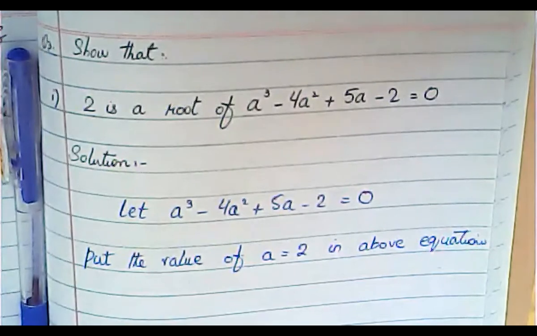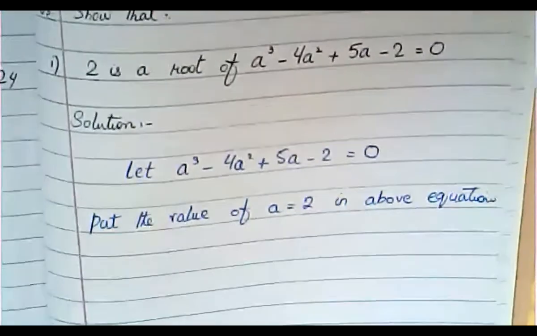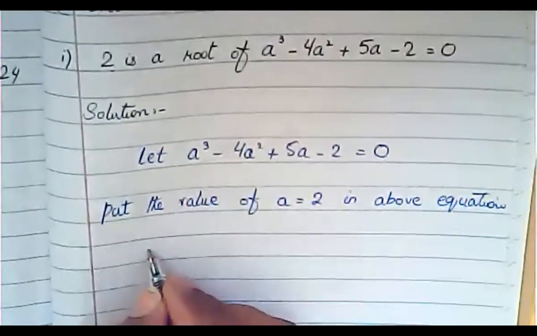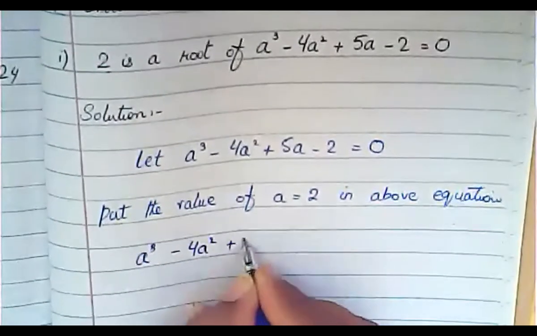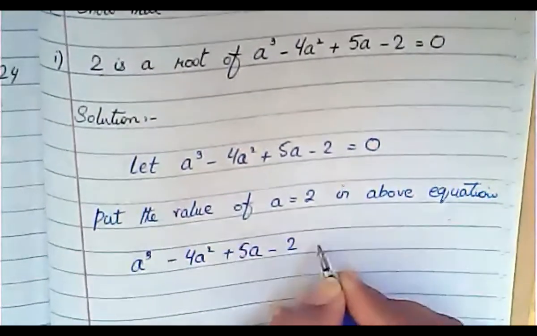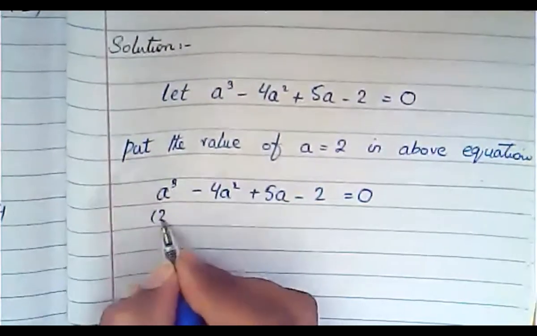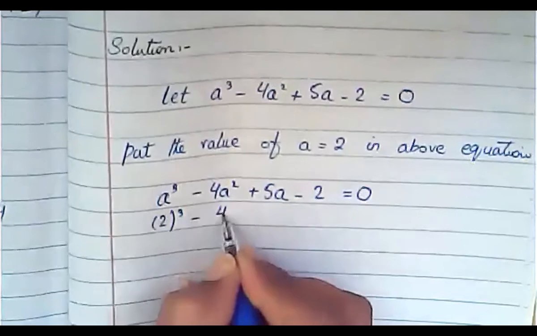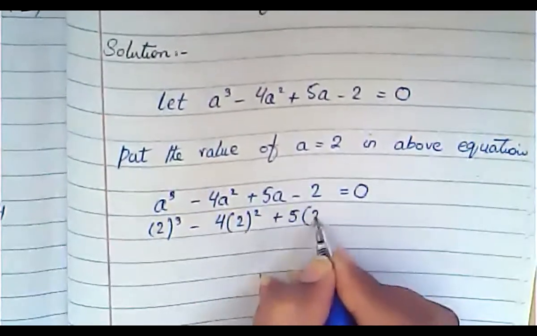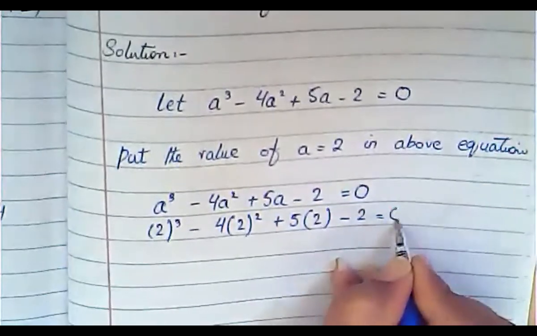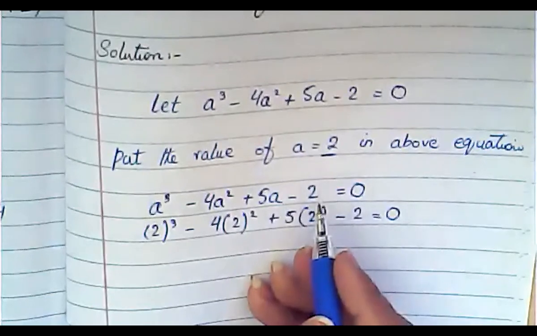Now simply what you have to do, you have to put the value of a, which is equals to 2, in the above expression. So what is your given expression? This is one, which is a cube minus 4a square plus 5a minus 2 is equals to 0. Now instead of a, you will write here 2 cube minus 4 2 square plus 5 2 minus 2 is equals to 0. Means instead of a, we are going to write a, which is equals to 2.